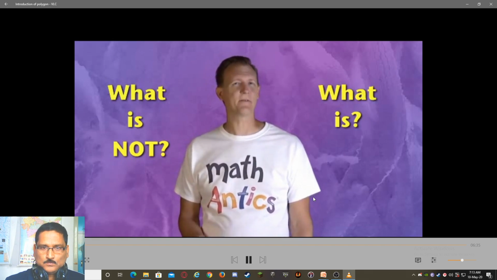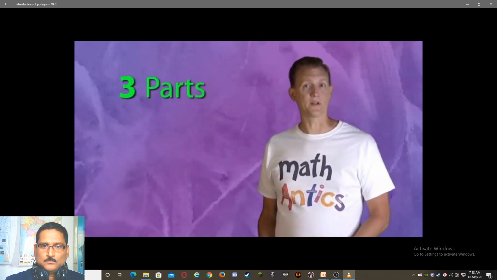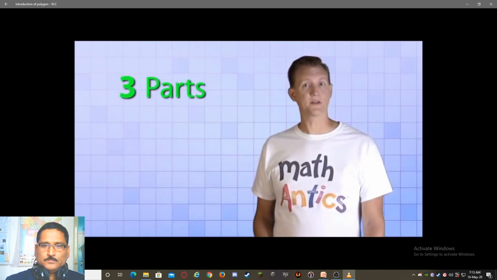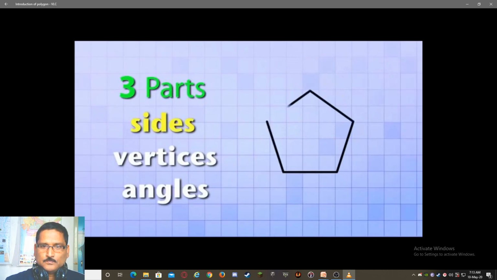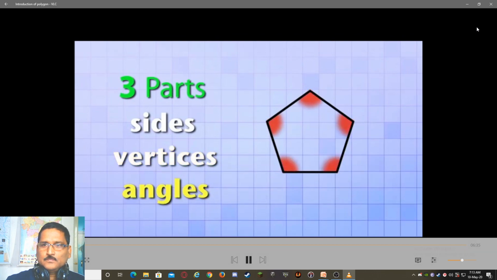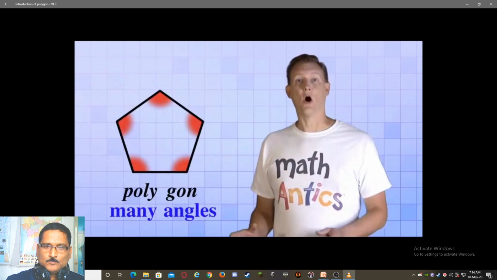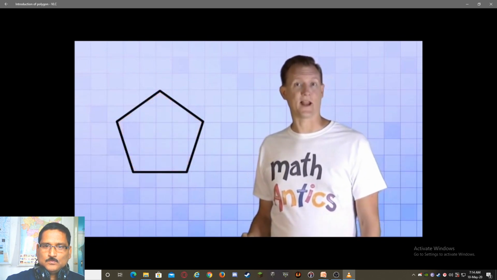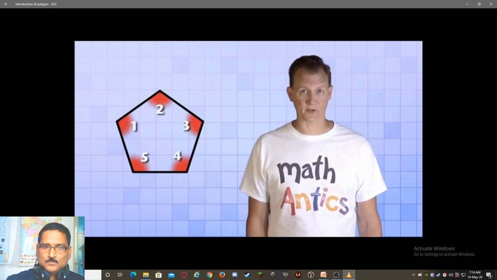We need to learn about the specific properties that all polygons have in common. First, we need to know the three parts that make up all polygons. And these parts are sides, vertices, and angles. The sides are just the straight line segments that make up a polygon. And the vertices are the points where the sides intersect. And the angles are formed by the intersecting lines. In fact, in Greek, the word polygon literally means many angles. So all polygons have sides, vertices, and angles. This polygon here has 5 sides, 5 vertices, and it forms 5 angles.